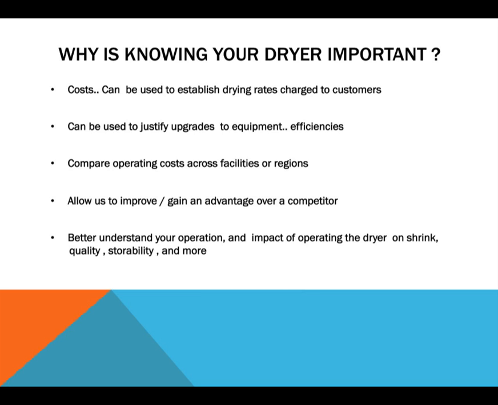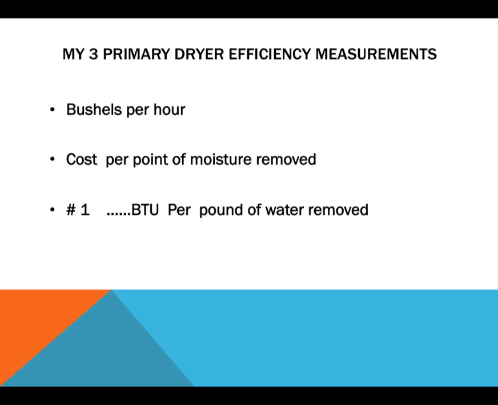Compare operating costs across facilities or regions. You may work in a company where you have different regions, different facilities. You want to be able to track and see what those costs might be. It allows you to gain an advantage over a competitor, and really basically to understand your operation and the impact of operating your dryer on shrink, quality, storability, and more. Just all those pieces, trying to pull that together.